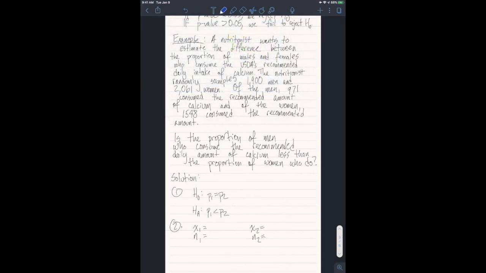Well, in my hypotheses, I set up 1 to be men, right? So I should be consistent. These should be the values for men. So what was the total number of observations? I always like starting with n first. Total number of observations of men. Well, the total number of observations of men is 1,900. And of those, how many successes do we have, right? That's what x1 means. How many successes did we have for the men? Well, that was 971.